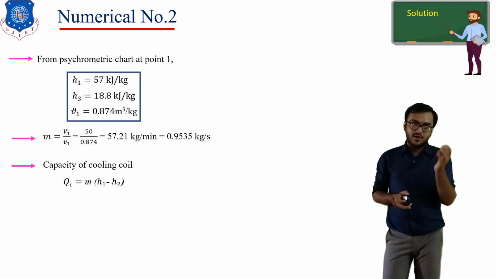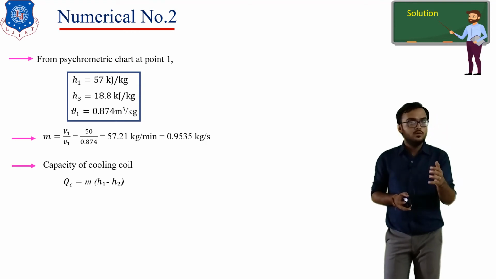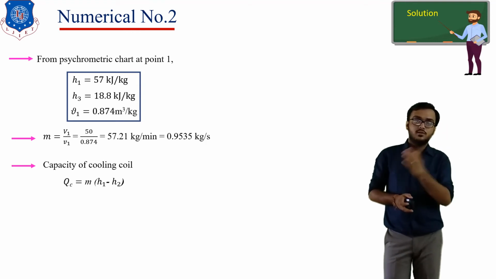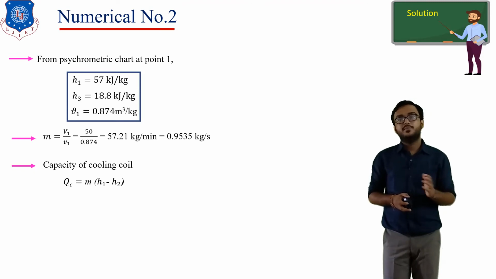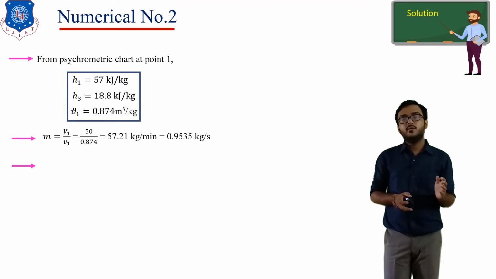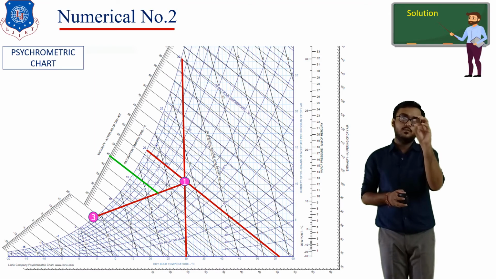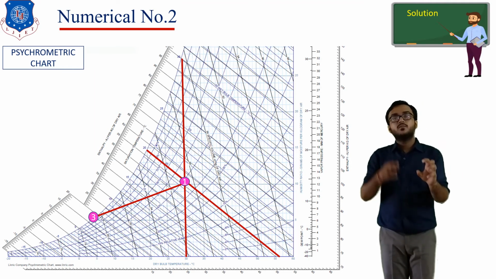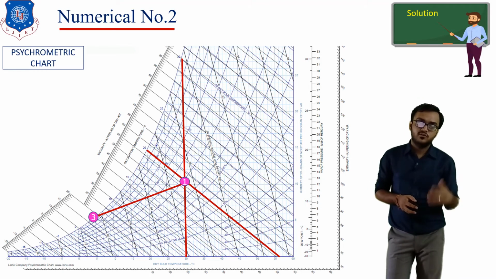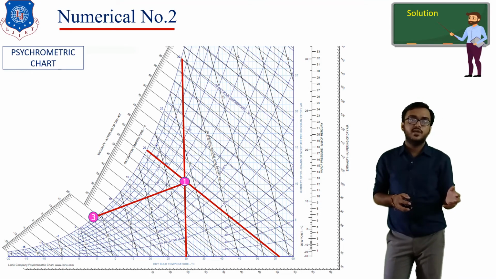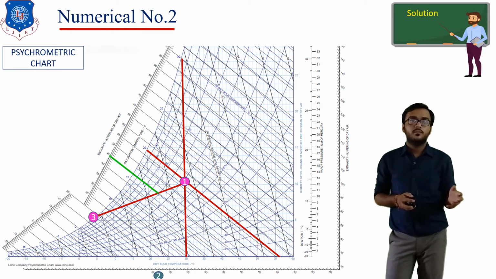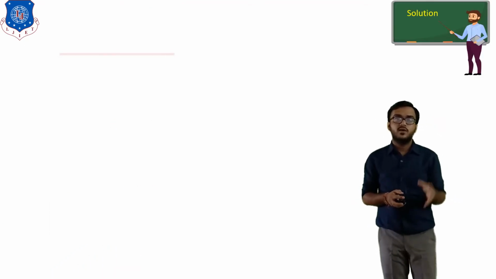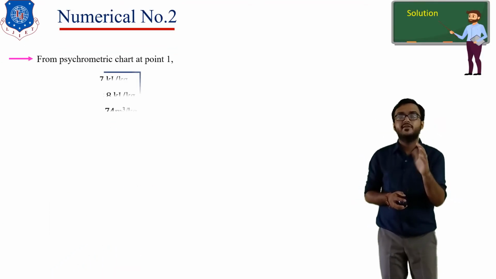Because we have plotted the graph, if you want to observe, just observe the previous slide. Here we have the location of point number 1 and 3. So measure all the parameters at point 1 and 3, and based on the identification of different parameters, we have the values of H1, H3 and v1 with us.